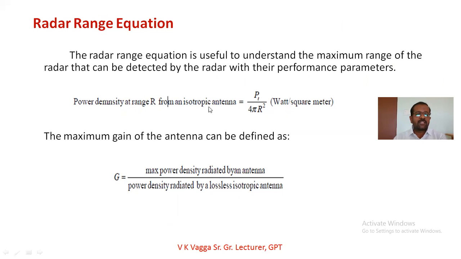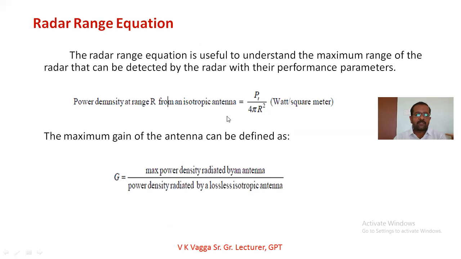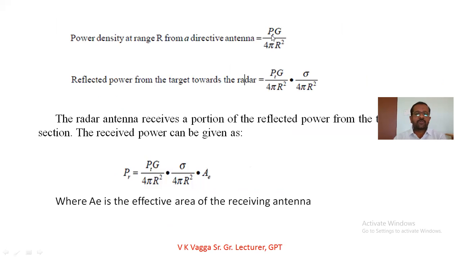Okay, it is to be considered for the isotropic. And if you take it for a single direction, it is the power density for a single direction, so it is to be multiplied. These two are to be multiplied. After multiplying these two, it is equal to Pt into G, whole divided by 4 pi r square. And if you take the reflected power, it is equal to Pt G divided by 4 pi r square, into the target cross-section, to be multiplied.